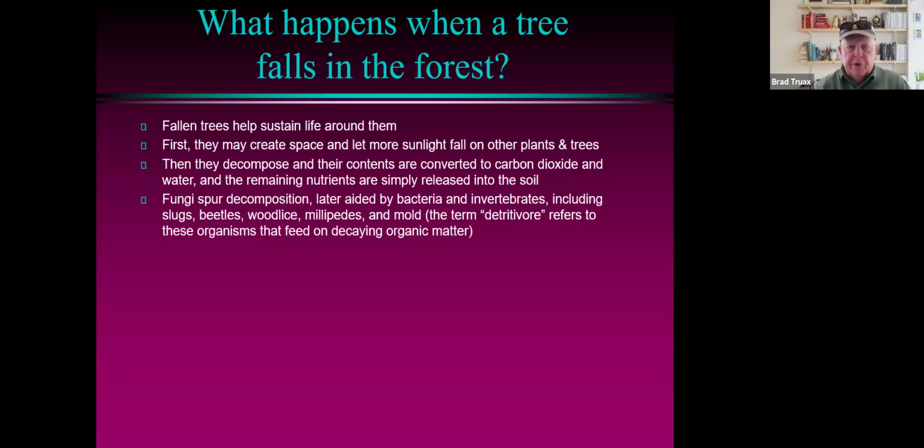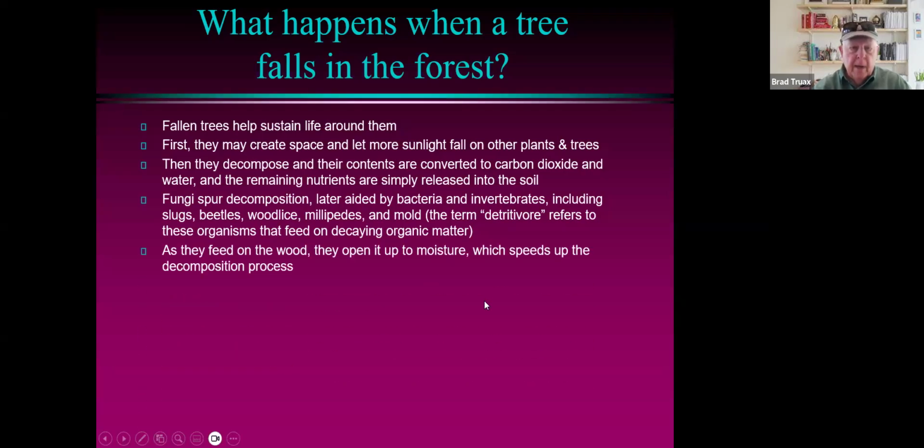Fungi spur decomposition, and these are aided by bacteria and some invertebrates such as slugs and beetles and millipedes, and mold will also come in. And the term detritivore is used to refer to these organisms that feed on the decaying organic matter. And as they feed on the wood, they open it up to moisture, which further speeds up the decomposition process.